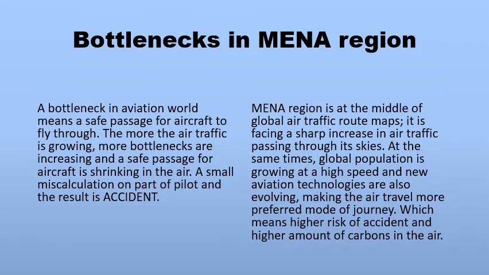That is to say, the safe passage for aircraft to fly through is shrinking because more aircrafts are flying and they are overcrowding the traffic routes being used. A small mistake on the part of the pilot can cause a big disaster, a big accident, and a loss to human life. Now in the MENA region, how is it happening? The MENA region is in the middle of the global air traffic route maps. So many aircrafts are passing through its skies, going east-west or west-east.